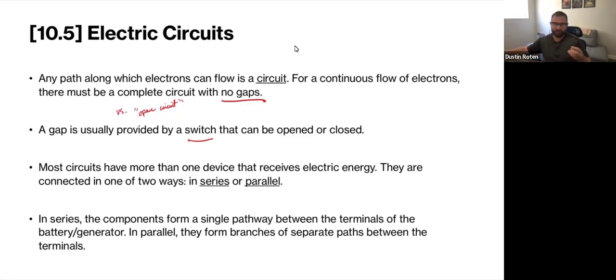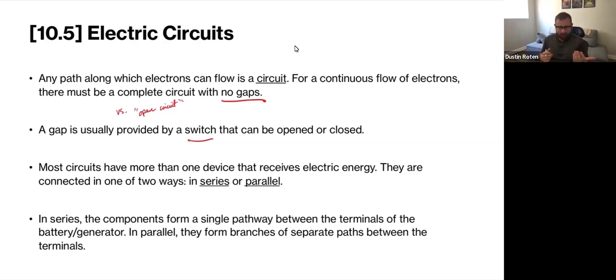Of course, most circuits in the real world are more complicated than what we're going to talk about here. But circuits can have more than one device that receives electricity. And you can connect multiple devices in two different ways: in series or parallel. These are the two main types of circuits that you'll see if you're looking at circuit boards inside your phone, or at a wiring schematic for your house. These are the two main things you can break those complex circuits down into, a series or parallel circuit.